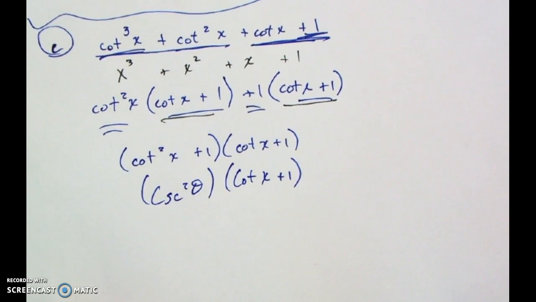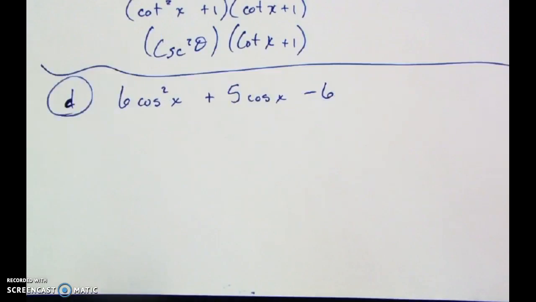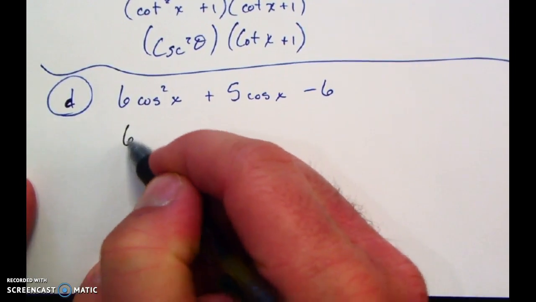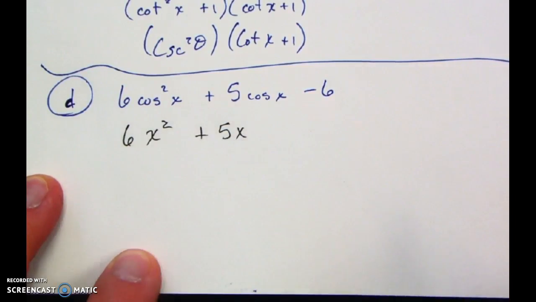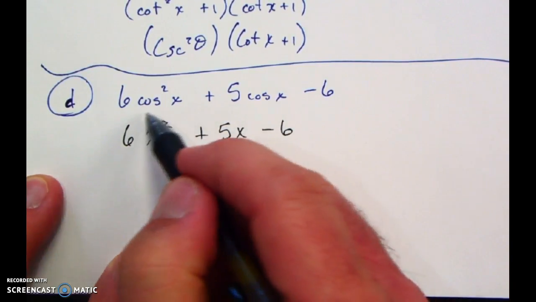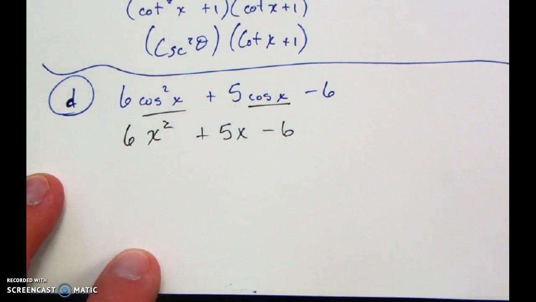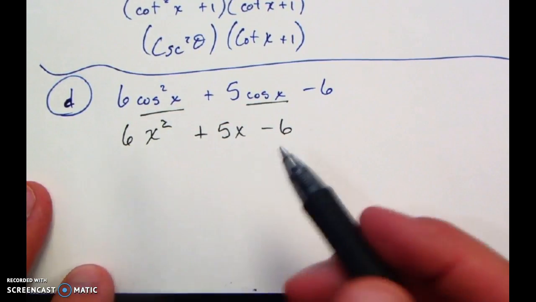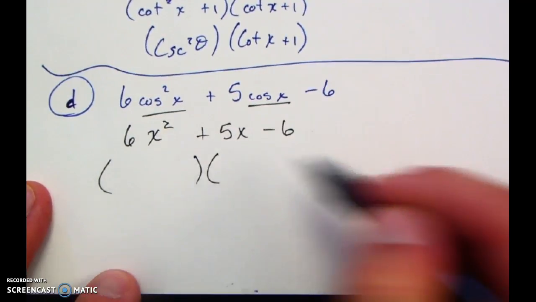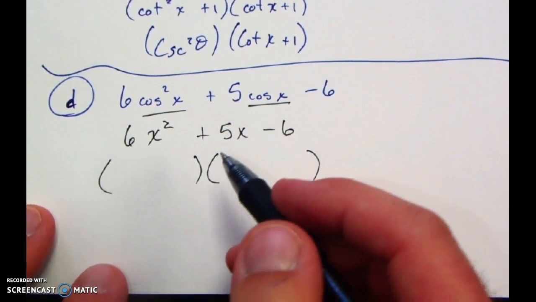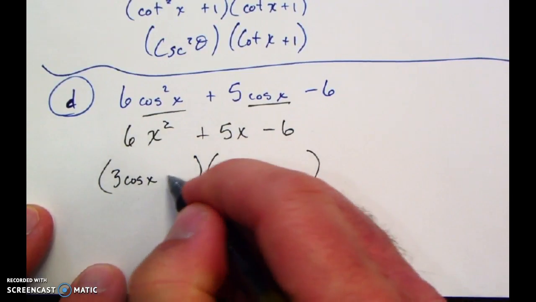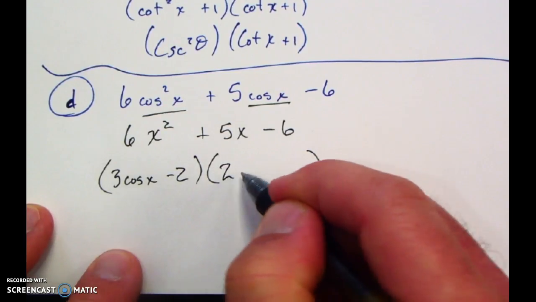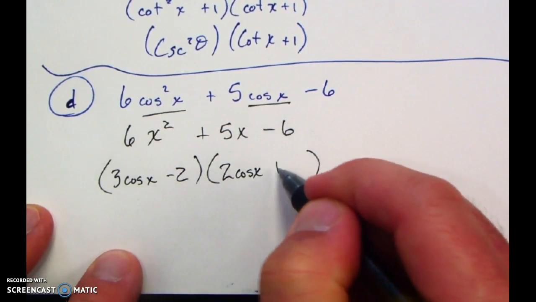Just leave it as cotangent of x plus 1. Example, we're going to factor the expression. And again, we've done problems similar to this as well. We could think of this as 6x squared plus 5x minus 6, and just treat these as our variables. We're doing the same thing. So in factoring this, it's the same idea for each of these, and we would be able to factor this as 3 cosine x minus 2 times 2 cosine x plus 3.